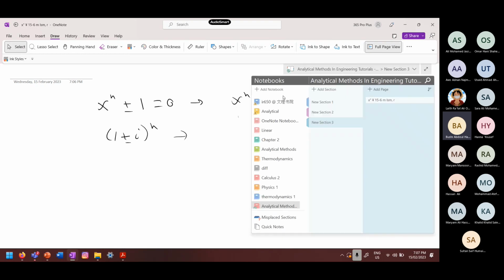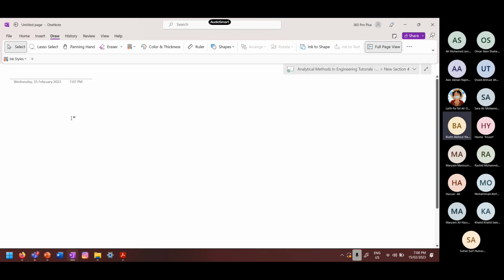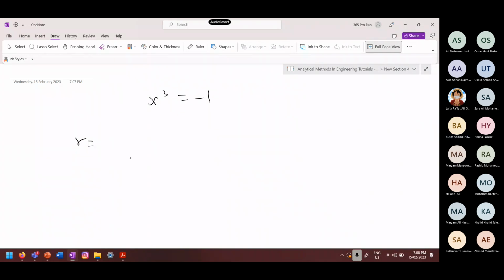It's fine. I'll give you some examples and I'll show it to you. Let's say that you have x to the power 3 equals -1, and you are required to change it to the polar form and find all the solutions of this equation. The first thing is that you need to find r. Okay, r is equal to the square root of the real part squared plus the imaginary part squared. The imaginary part is just 0, so 1 square plus 0 square is equal to 1.